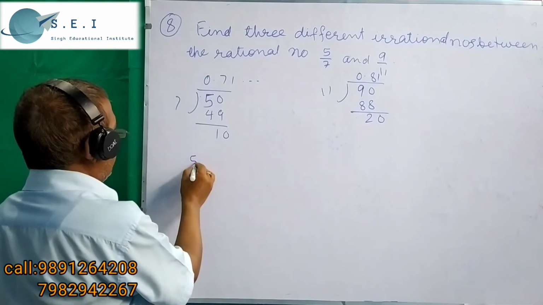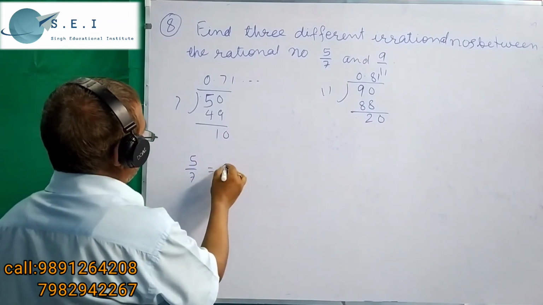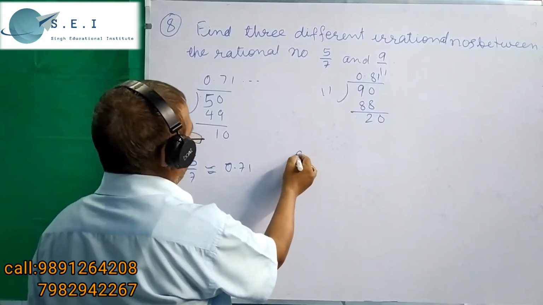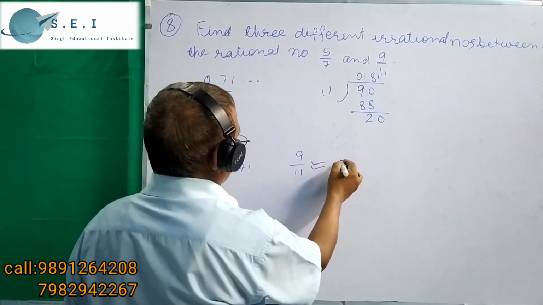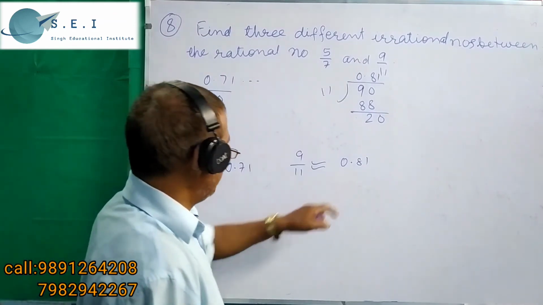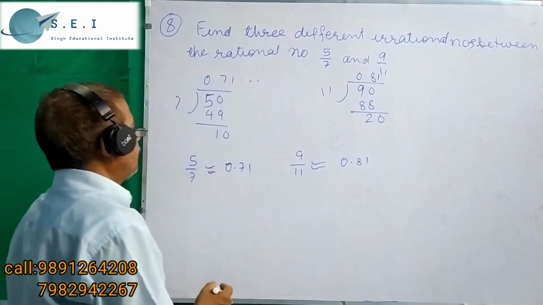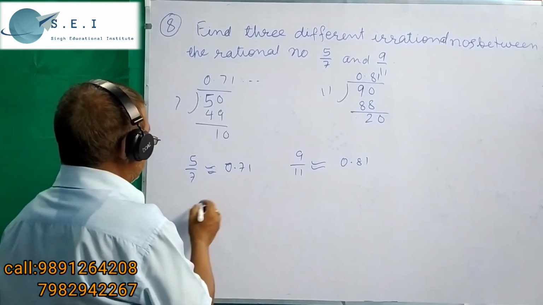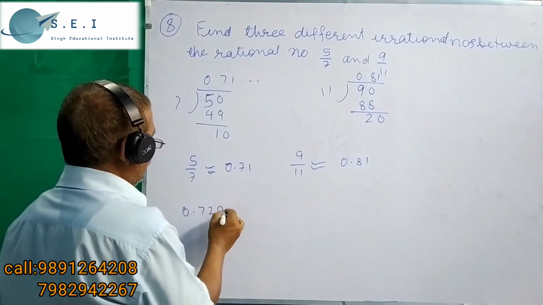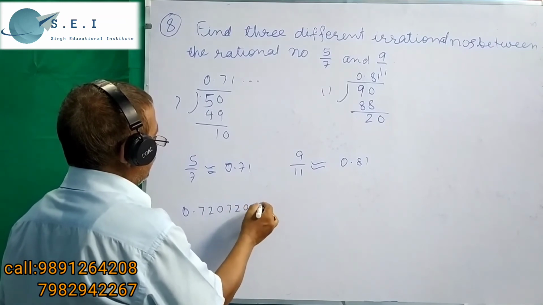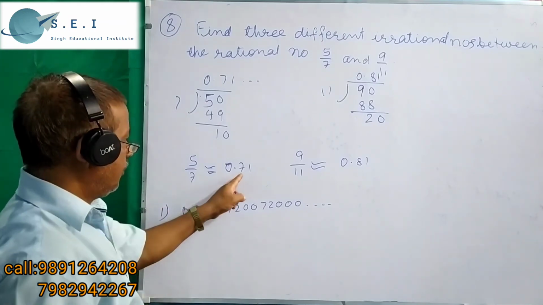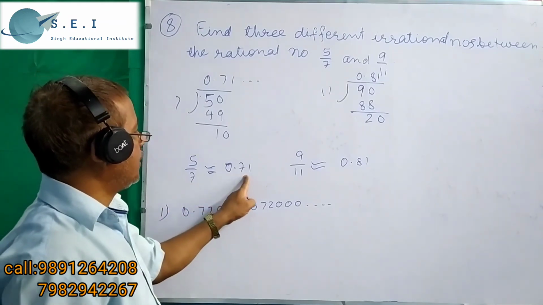So we can write 5 upon 7 is approximately equal to 0.71, and 9 upon 11 is approximately equal to 0.81. Now we have to write three irrational numbers between 0.71 and 0.81. So write a number which is greater than 0.71. So it is 0.72007200072000, and so on. This is the first irrational number, because our number is more than 0.71 and lesser than 0.81.